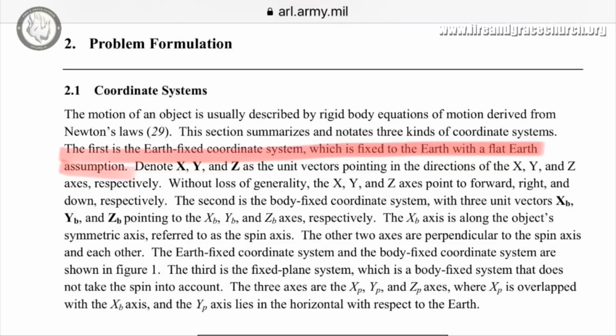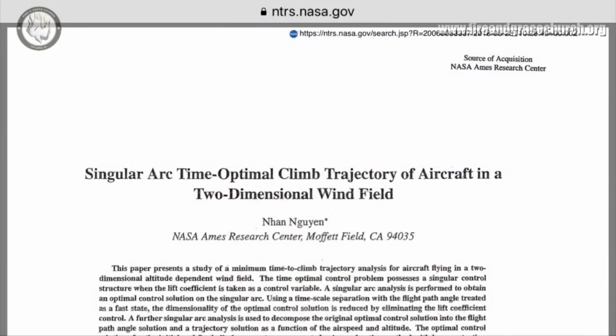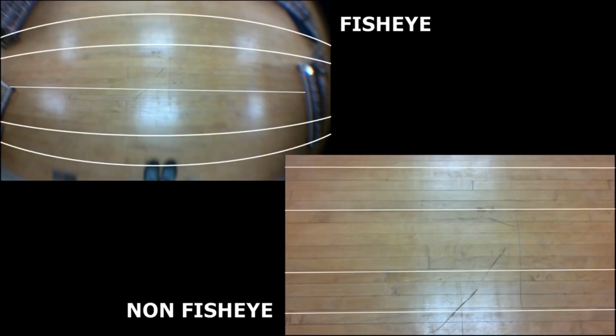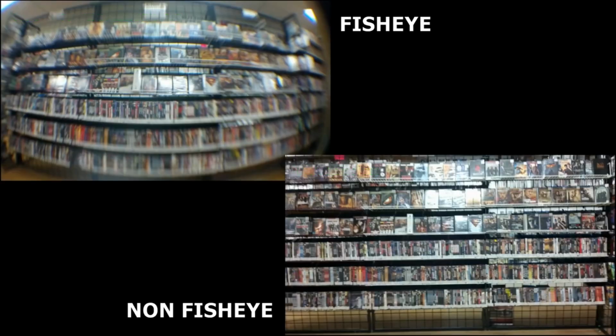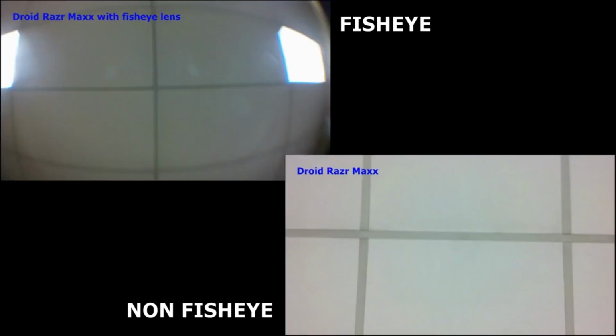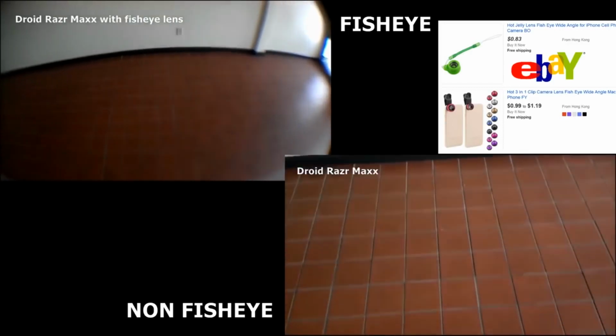Here we go. This is a different one. Everybody see where this came from? NASA.gov. You could interchange CIA.gov, NASA.gov, it's all the same, okay? They work together. In fact, I believe that all high-level NASA people are spooks, is what I believe, all right? Here we have the singular arc time optimal climb trajectory of aircraft in a two-dimensional wind field. Oh, Lord, these guys, all right? NASA research, smart people, our rocket scientists.